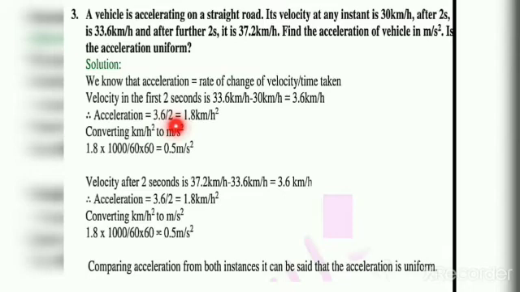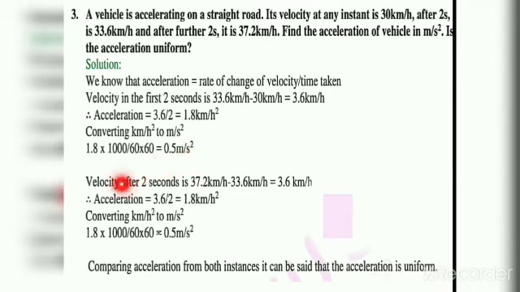3.6 divided by 2. You can take 36: 2 ones are 2, 2 eights are 16, so after one digit you put the point, and that will be 1.8 km per hour square. Okay, so you have to convert kilometer per hour square to meter per second square. You know how to convert kilometer to meter and hour to second, right? So you have 1.8 kilometer. When you want to convert kilometer to meter, you multiply by 1000, divided by hour to second. 1 hour is equal to 60 minutes, and 1 minute is equal to 60 seconds, so 60 into 60. That gives you 0.5 meter per second square.